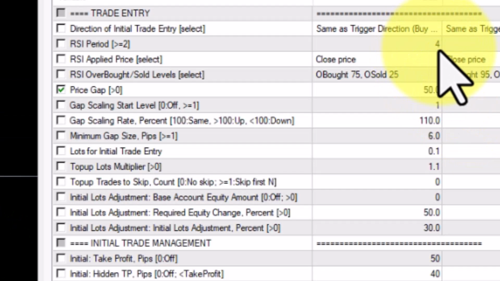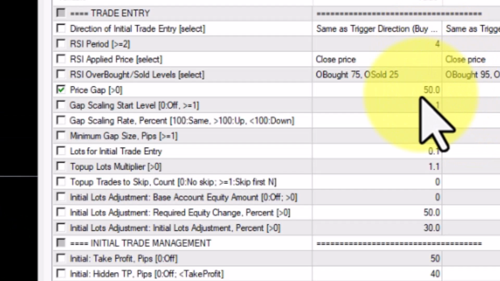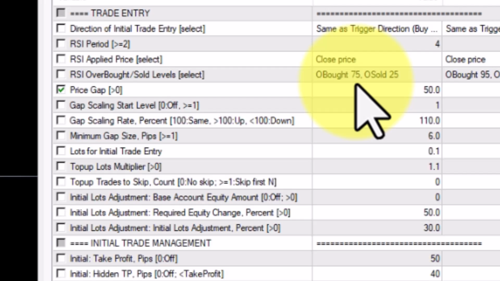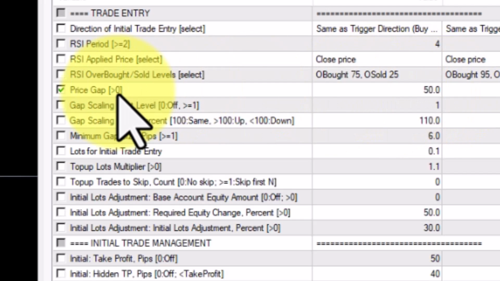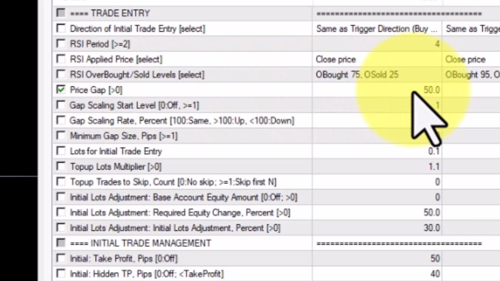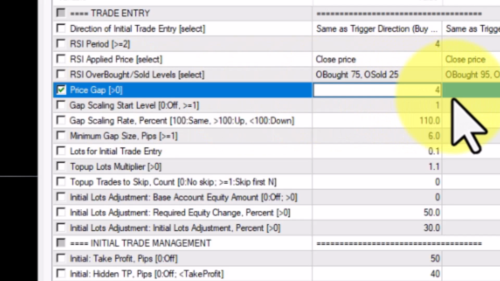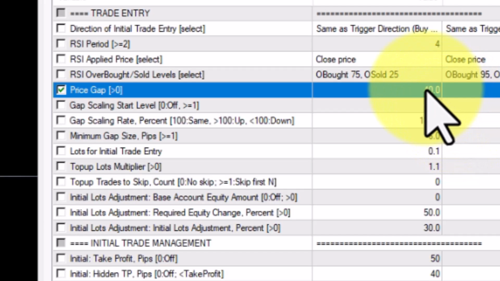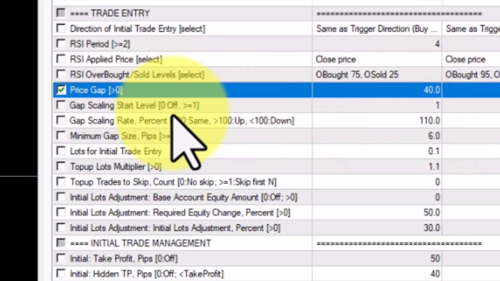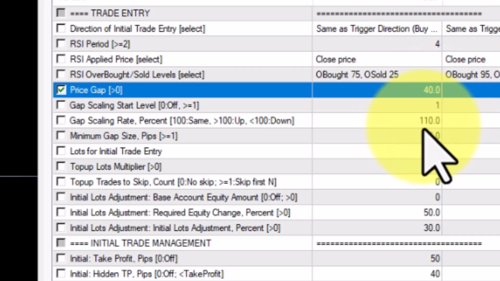Okay, so I'm going to be using a 4 RSI. Overbought's going to be 75, oversold 25. The gap is an important one. If you look at the previous slide, you'll see the Aussie yen was a 40 gap, so I'm going to use a 40 gap. We're going to start scaling the gap by 10% straight away. That's what those settings do.